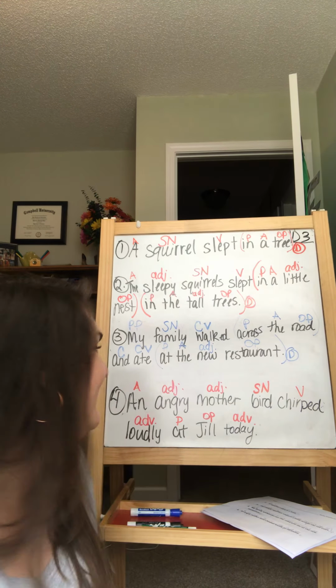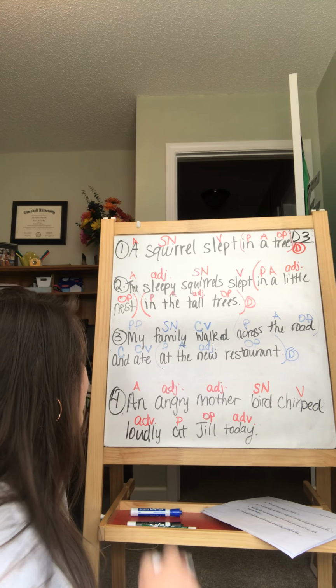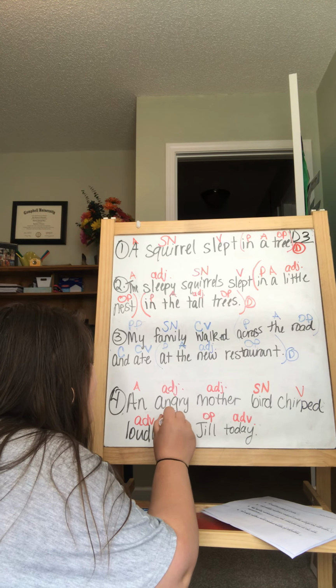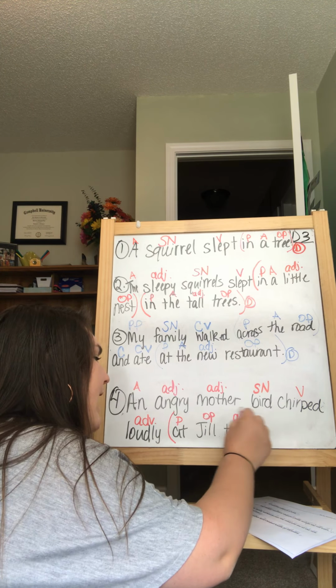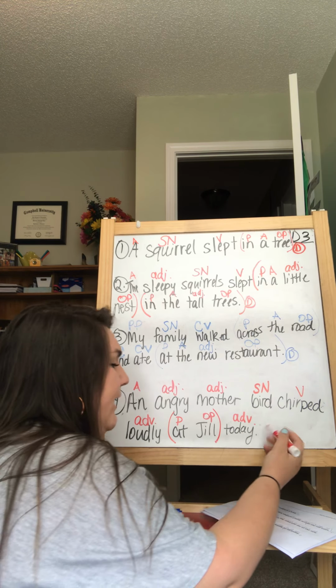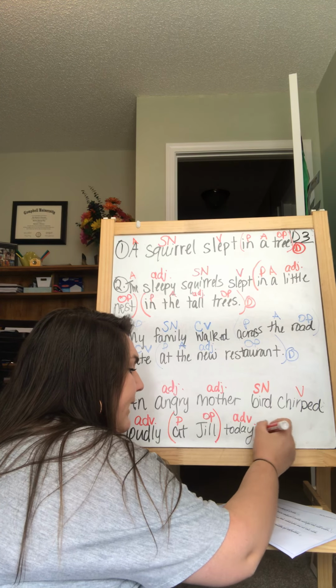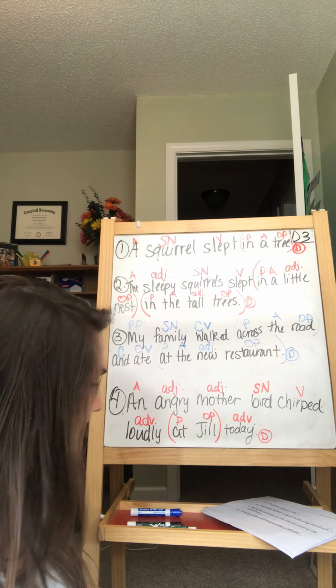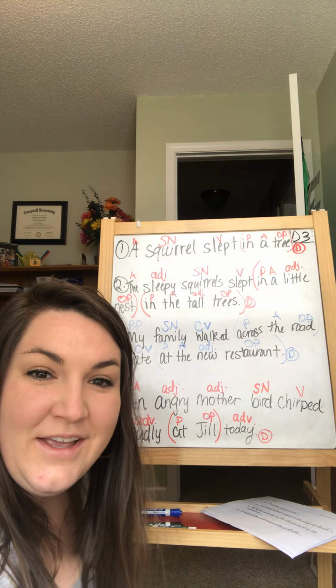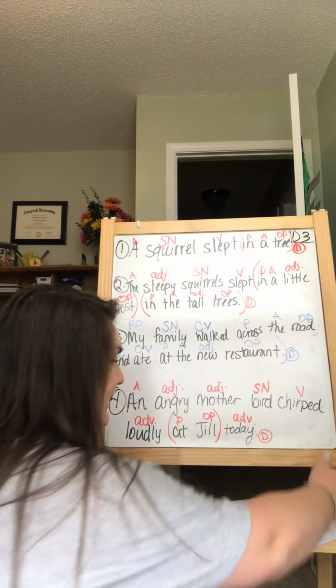Skill check. All right. Where's my prepositional phrase? Say it out loud. At Jill. And then what kind of sentence? Declarative sentence. Great job. You guys rocked it. I know you did.